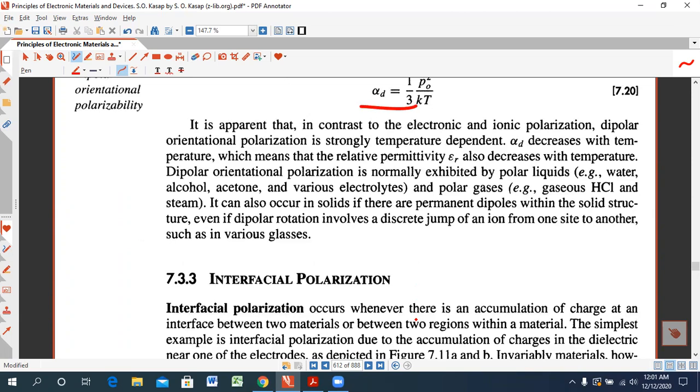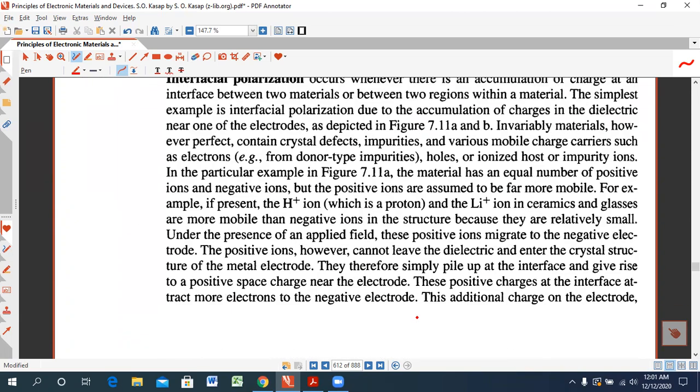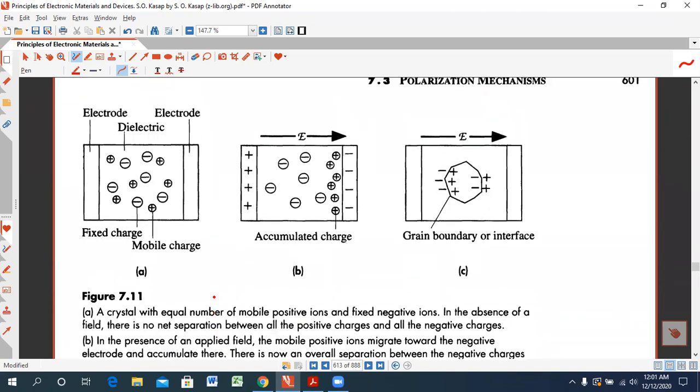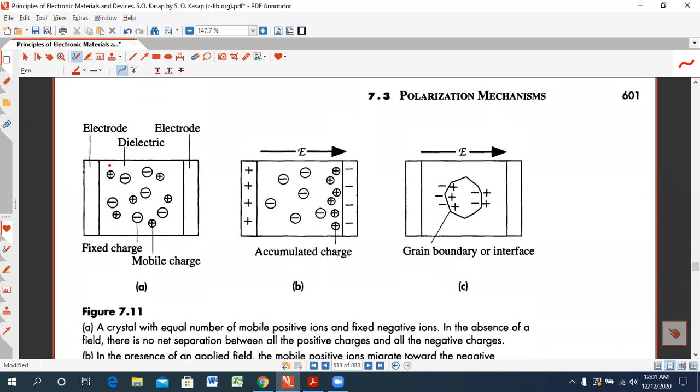Next one will be the interfacial polarization. These are the different types of polarizations. We know that if there are two electrodes with a dielectric material between them, and we apply an electric field, there will be an accumulation of charge. The electrons will be allocated to the negative side, and the donor, the positive charge, will move to the positive side to neutralize this. But there will be some polarization.